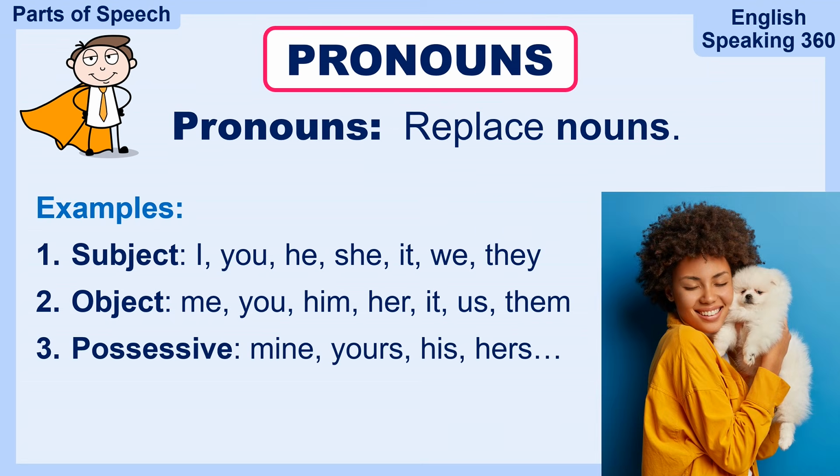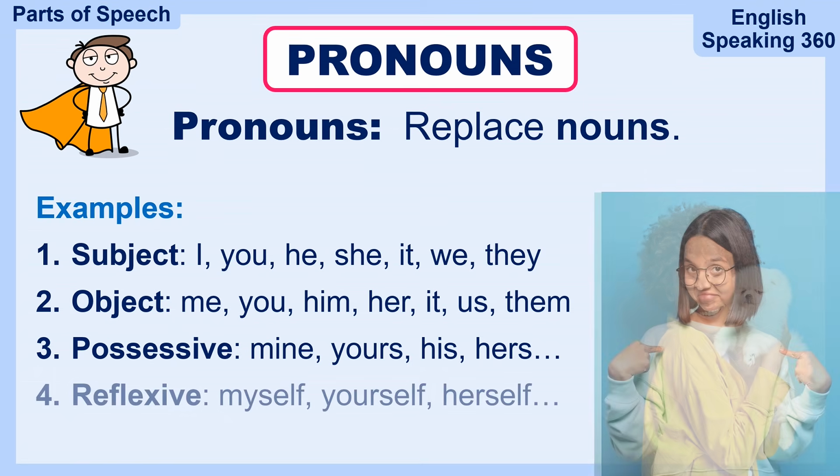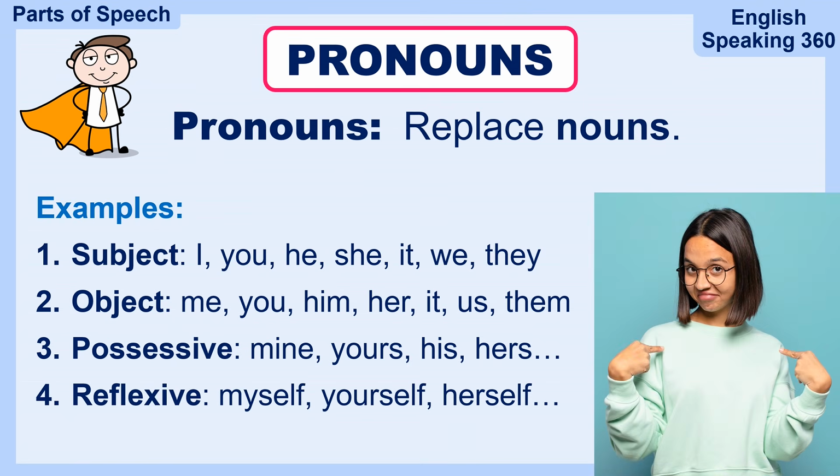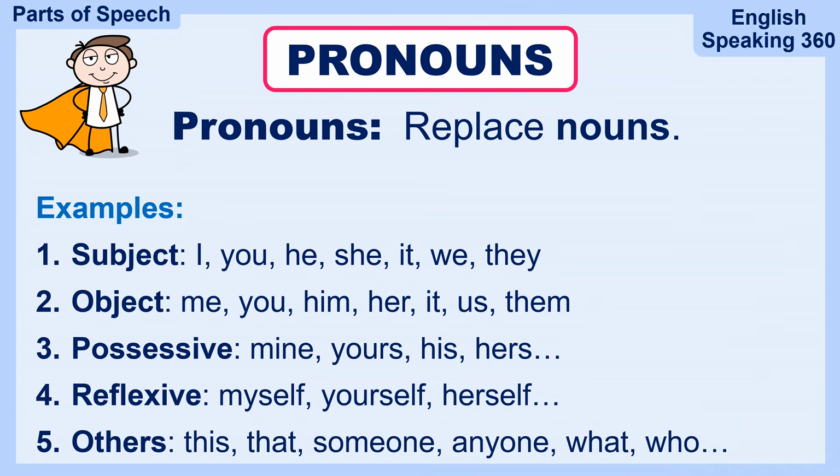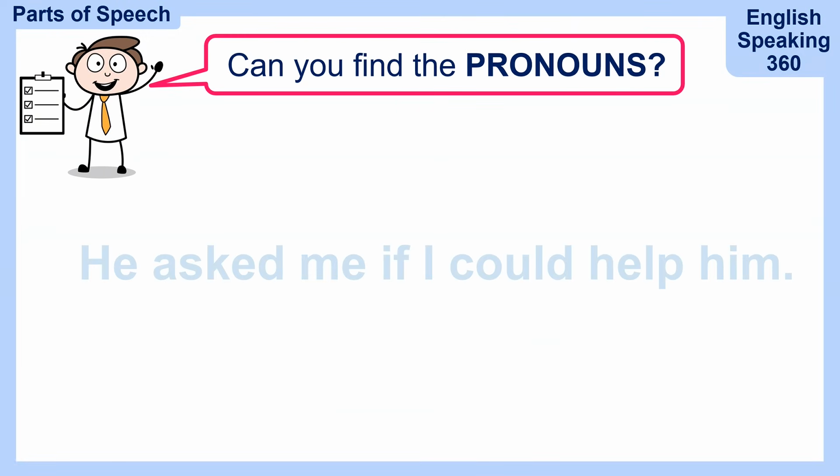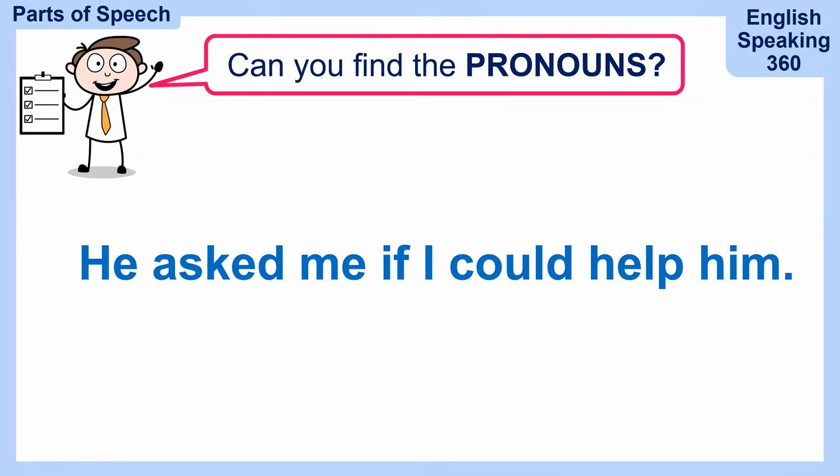We have other kinds of pronouns too, possessive pronouns. Mine. This dog is mine. No, it's not yours, it is hers. Possessive. Reflexive pronouns. Myself, yourself, herself. And finally, there are other kinds. This, that, someone, anyone, what, who. Those are also pronouns. Can you find the pronouns? He asked me if I could help him.